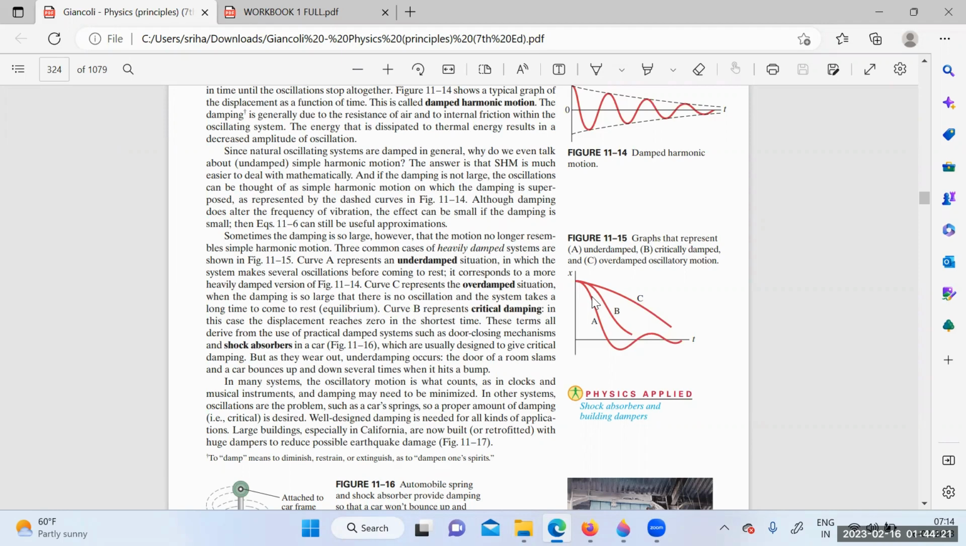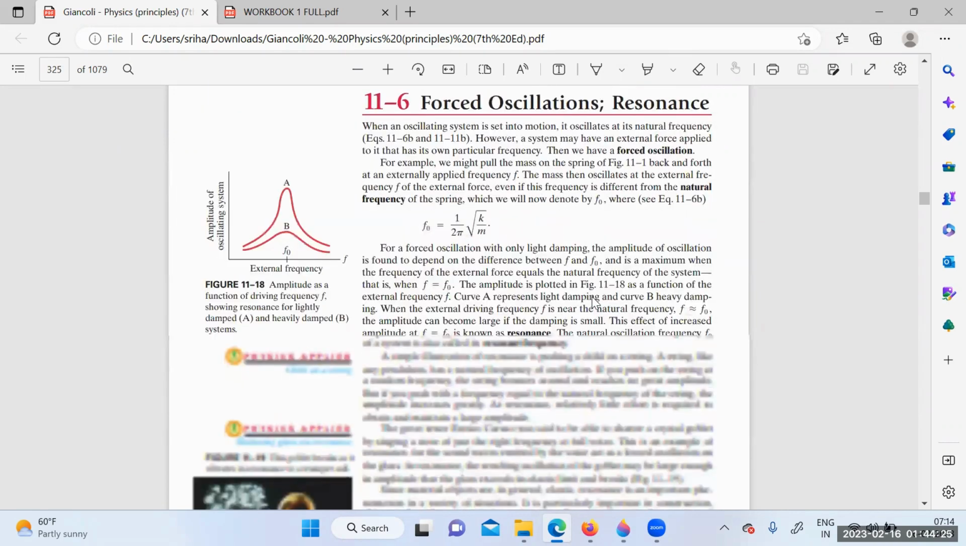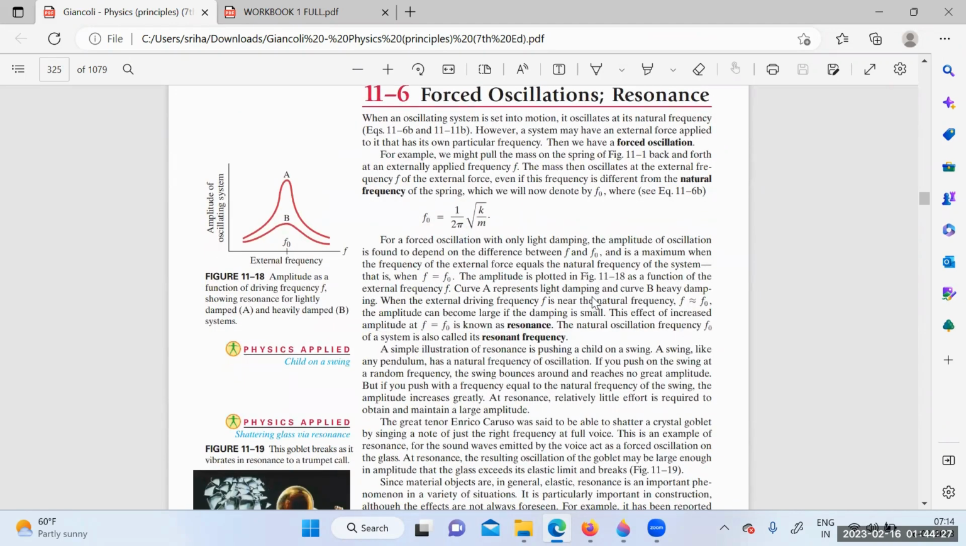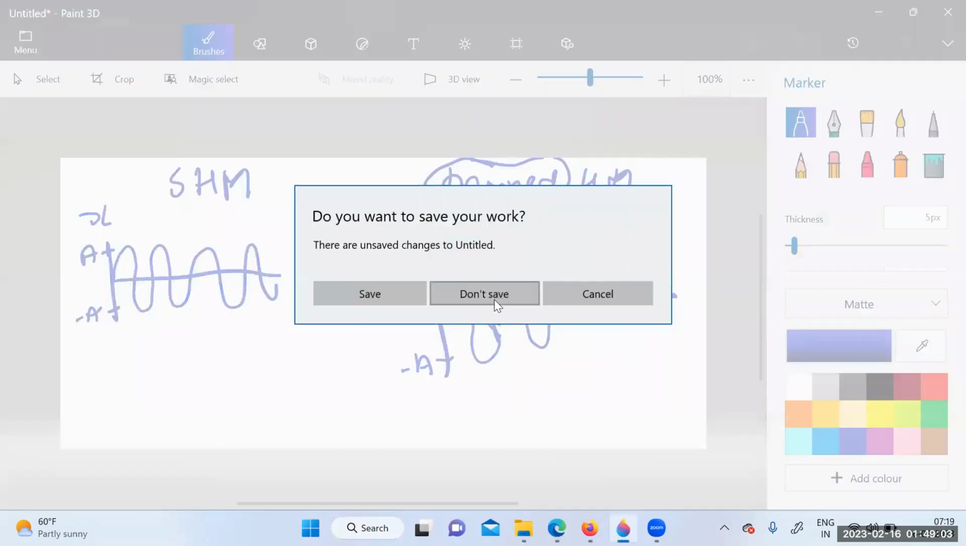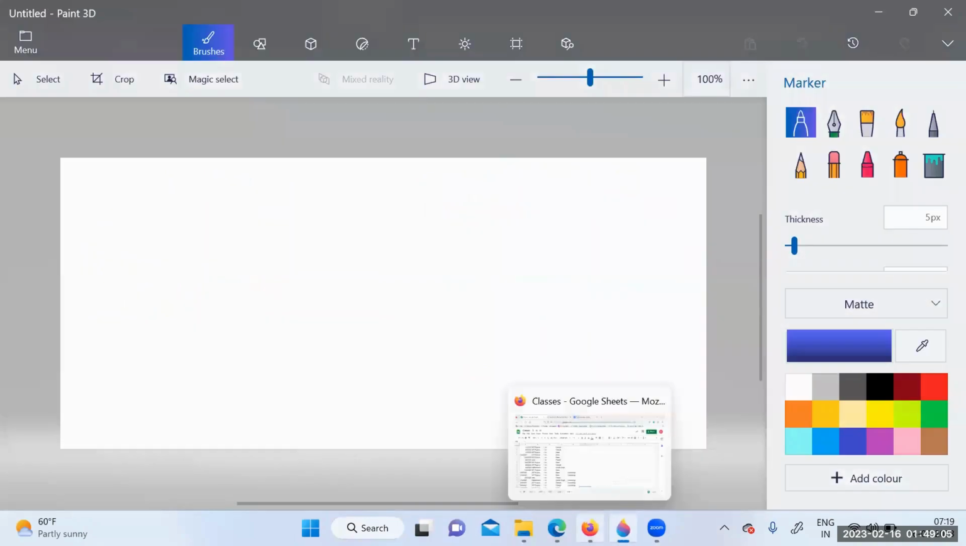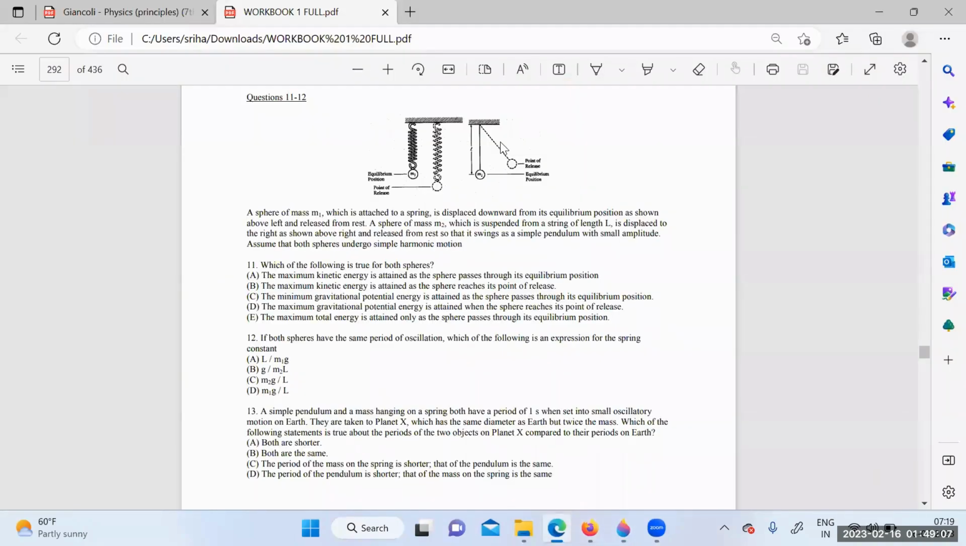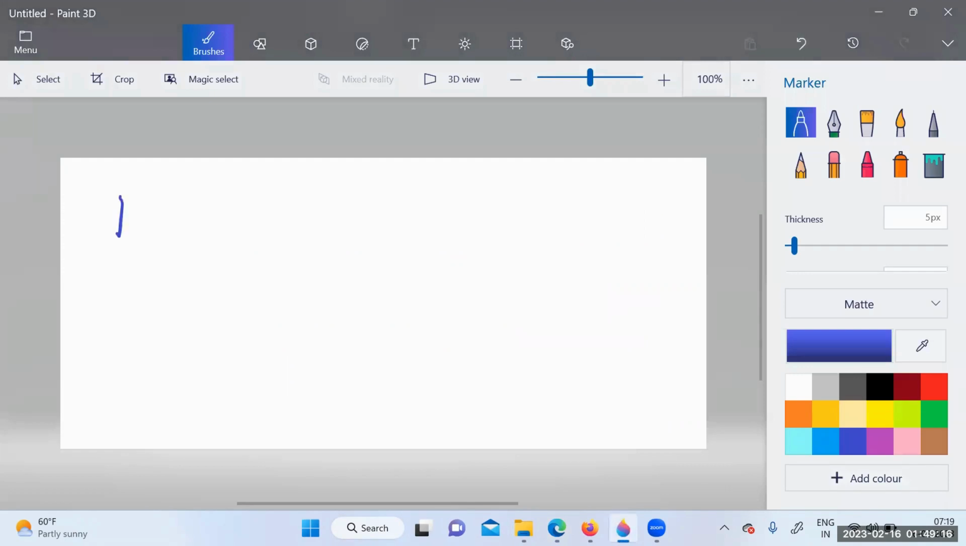No. Okay. You have resonance as your next concept. Do you want me to do this, or do you want me to continue with problems? Your wish. First, if you consider the simple pendulum, the time period of a simple pendulum is what? 2 pi into square root of L by g, correct?